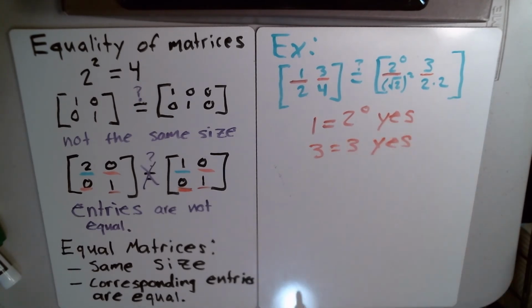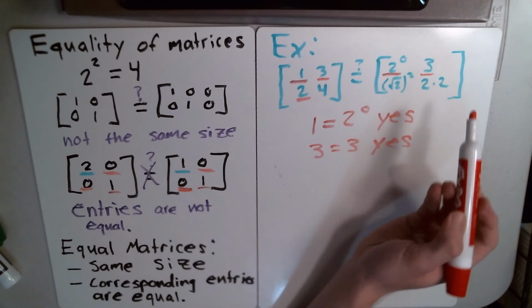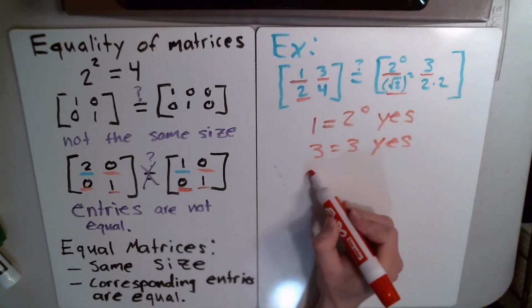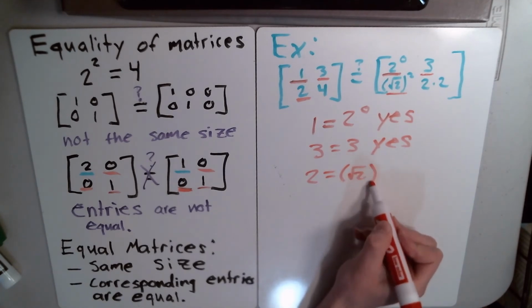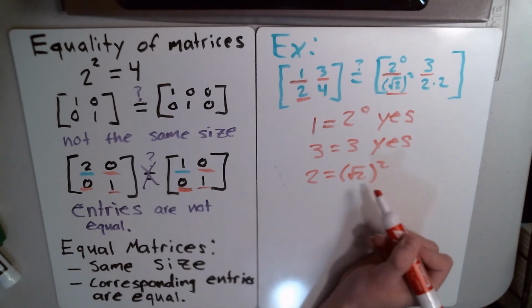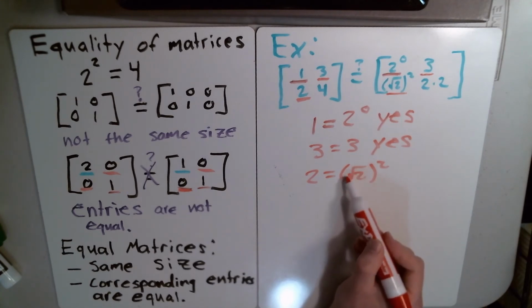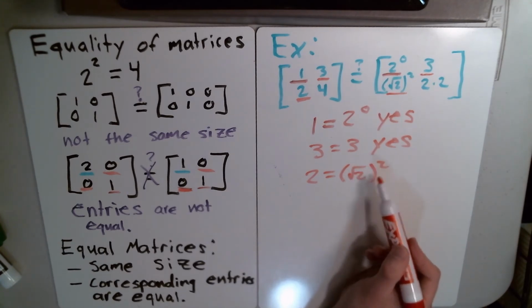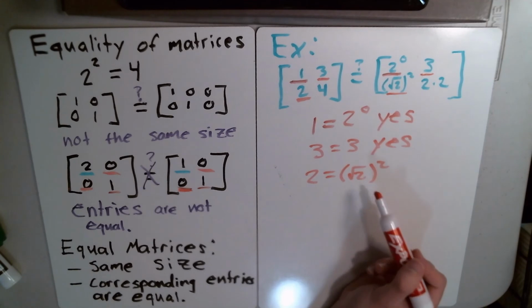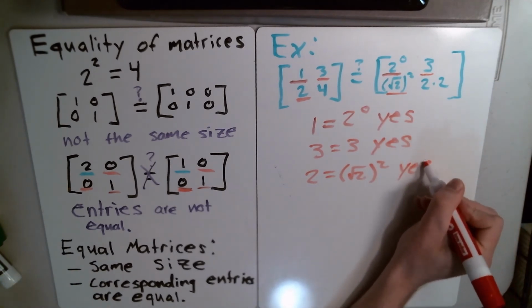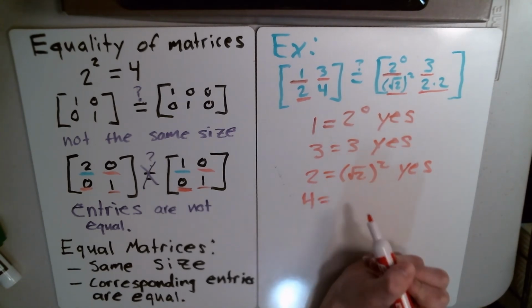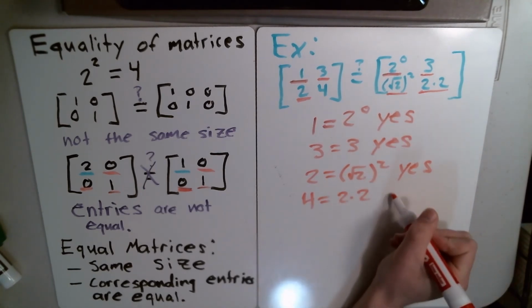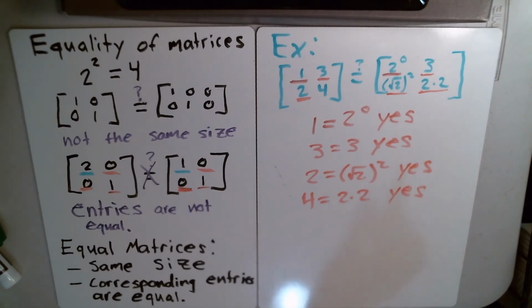So we're good. What about 2 and the square root of 2 squared? Is that true? When you square a square root, the square root and the square cancel, so we just get 2. And so yes, this is true. And then 4 equals 2 times 2. Is that true? Yes. So these two matrices are equal to each other.